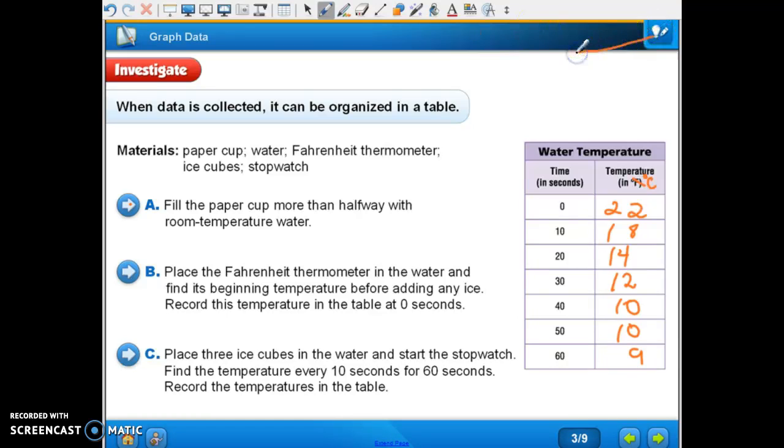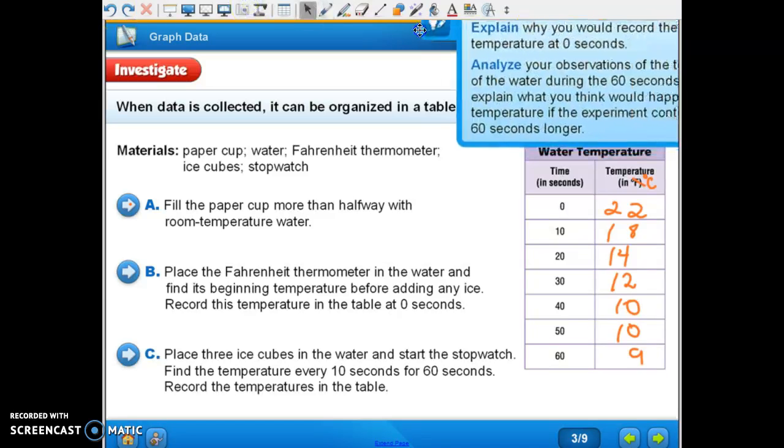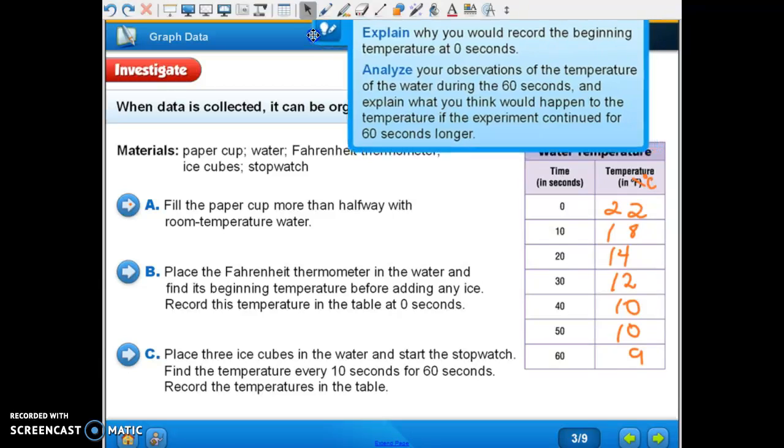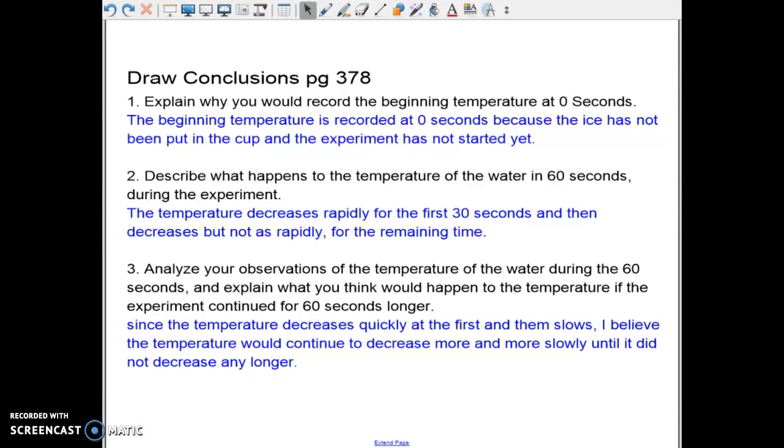Now if you will turn to your next page, it says, explain why you would record the beginning temperature at 0. Okay, why would we record our beginning temperature at 0? At 0 seconds. Or why did we record the beginning temperature at 0?